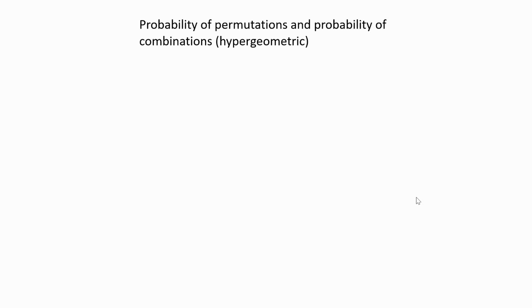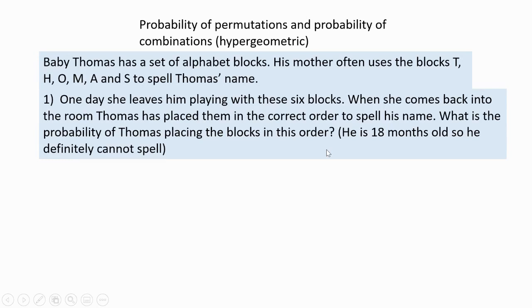Okay, then you get where they ask us probability. So they could ask us the probability of a permutation, or they could ask us the probability of combinations, which is what we call hypergeometric. Okay, probability of permutations is quite simple. Let me show you. So here's an example.